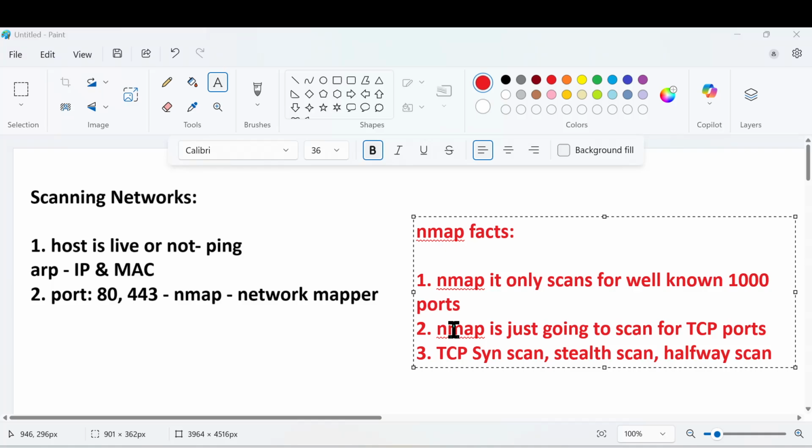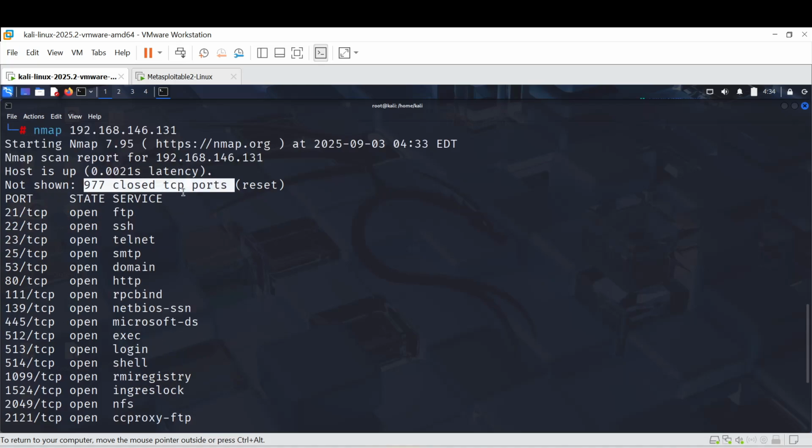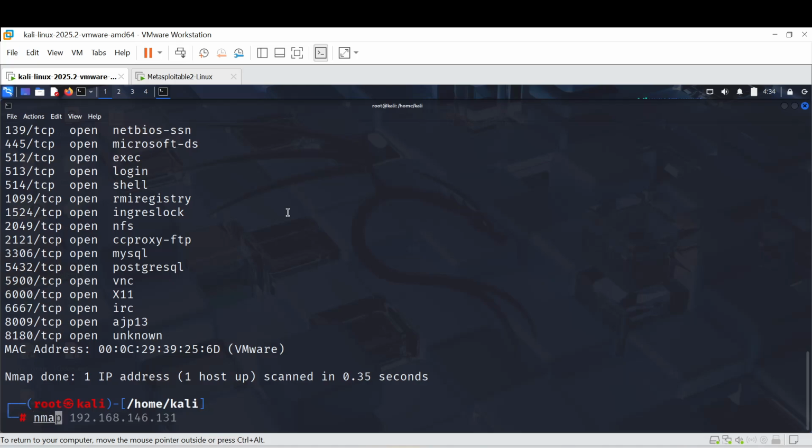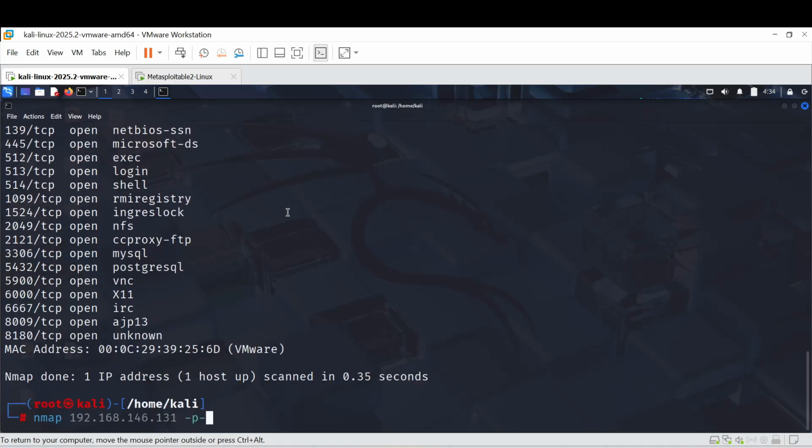On the basis of that, here we were able to discover that out of the well-known 1000 TCP ports, we got around 23 open ports. But as I was saying, Nmap only looks for the well-known 1000 ports. So let's ask it to look for all the ports, that is 65535. For that, I'm writing the target's IP address.